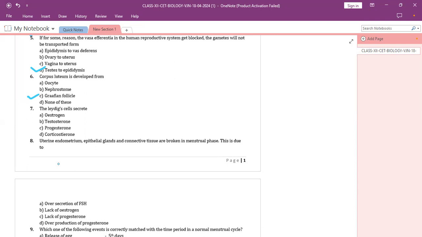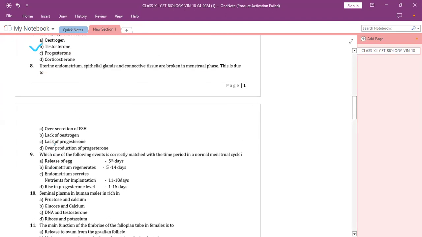So we know very well, students, the Leydig cells are the cells which are responsible for production of the male hormones, that is the androgens. And testosterone is the example which is produced by the Leydig cells. Option is B.